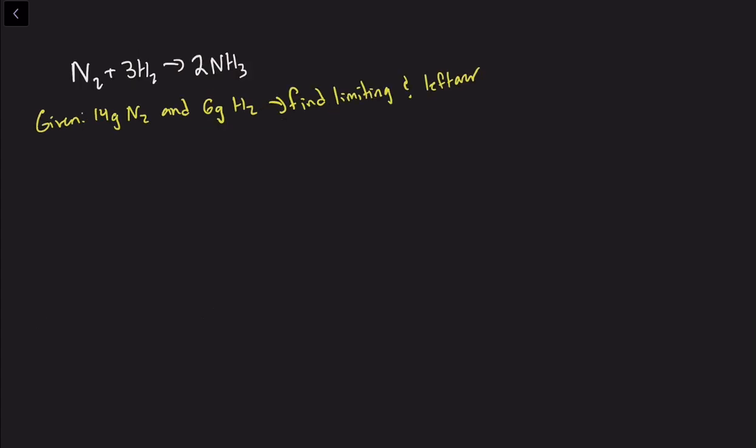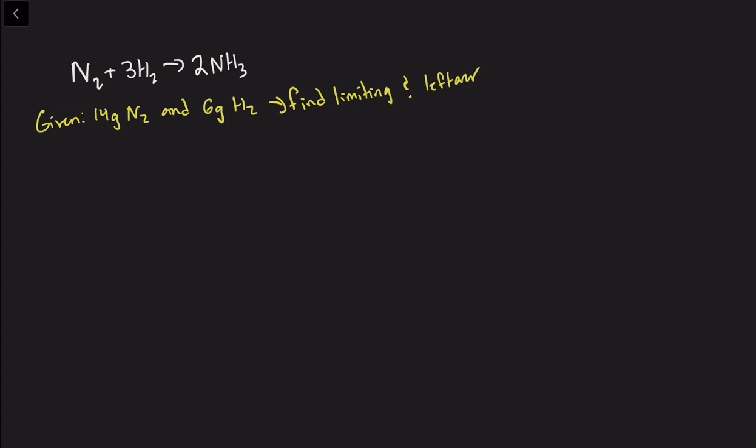Let's look at another example. This time we have N2 plus 3H2 yields 2NH3. We're given 14 grams of our nitrogen and 6 grams of our hydrogen. We want to find the limiting reactant and then figure out how much of our other reactant will be left over once our limiting reactant runs out.